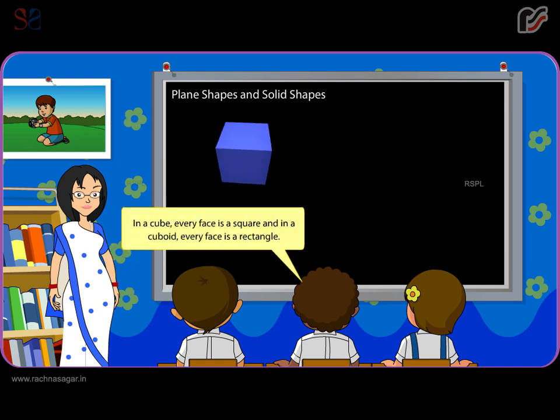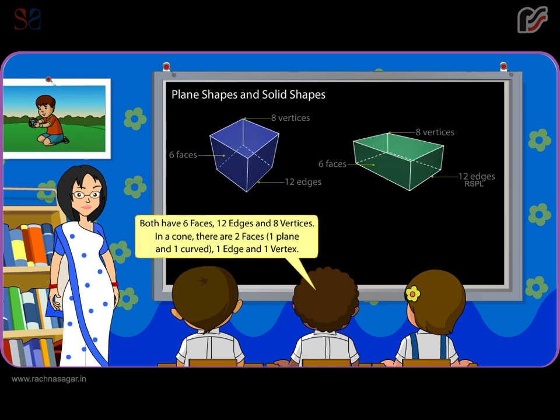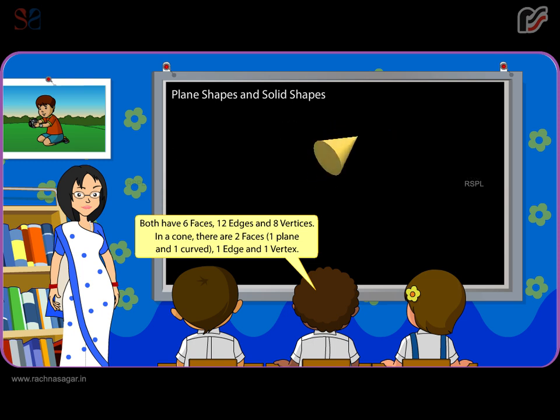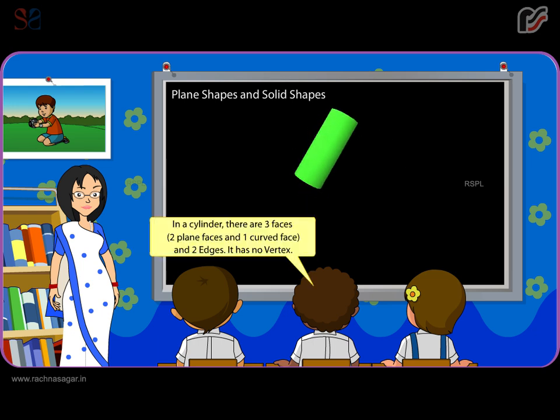In a cube, every face is a square, and in a cuboid, every face is a rectangle. Both have 6 faces, 12 edges, and 8 vertices. In a cone, there are 2 faces, one plane and one curved, one edge and a vertex. In a cylinder, there are 3 faces, 2 plane faces and one curved face, and 2 edges.